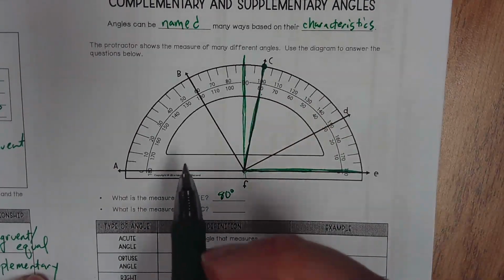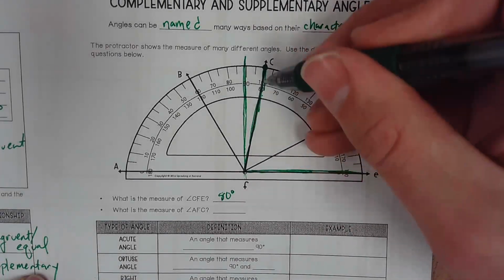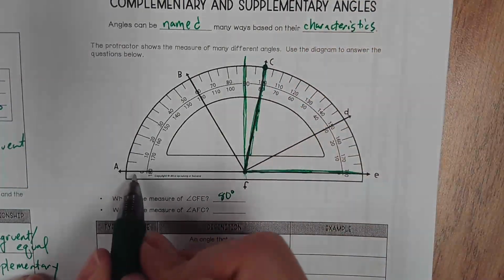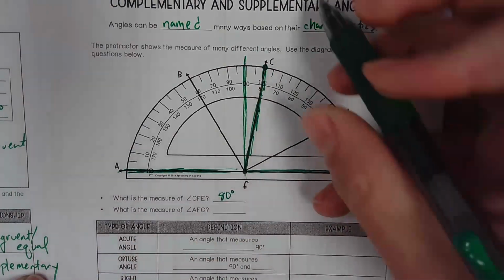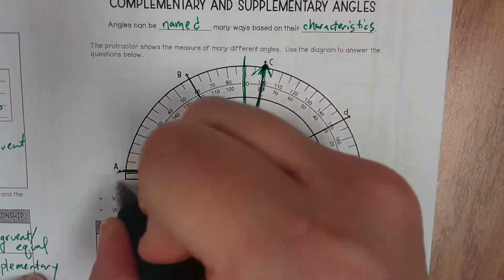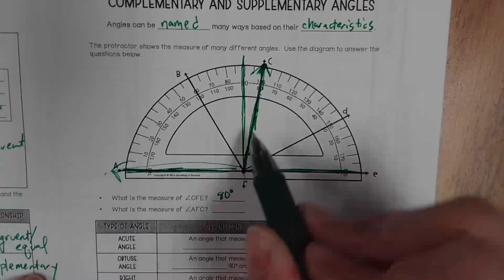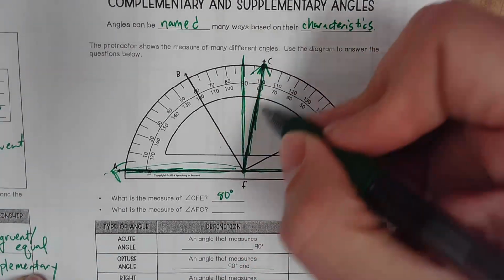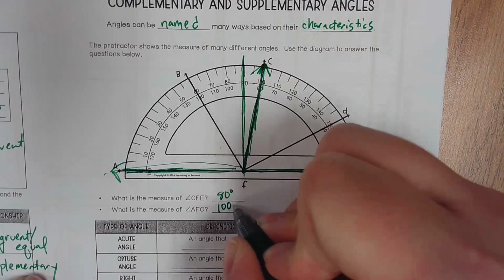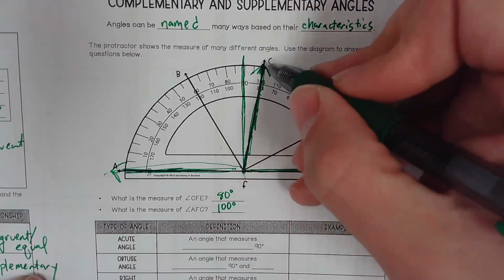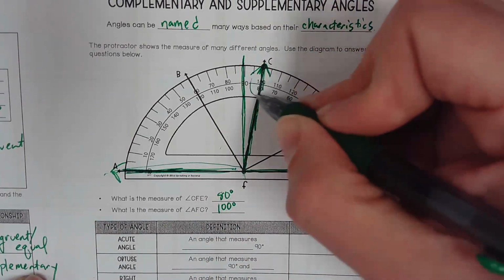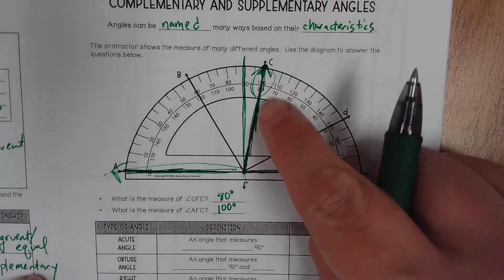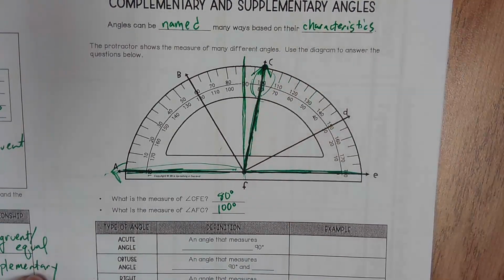Now looking at angle AFC, let's try that one. So here's C again. We're going to come down here, go to F, and then come over to A. If we look at specifically this angle from AFC, we're looking at an angle measure bigger than 90. So that's going to be 100 degrees. See how you can have a line going through the same spot, but depending on where it is in your protractor, it's going to determine which measure to use.